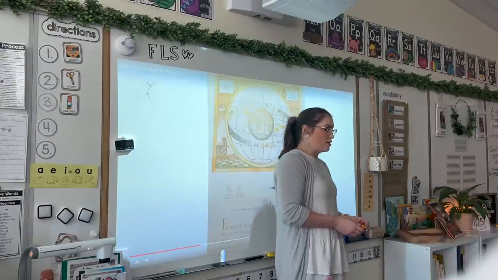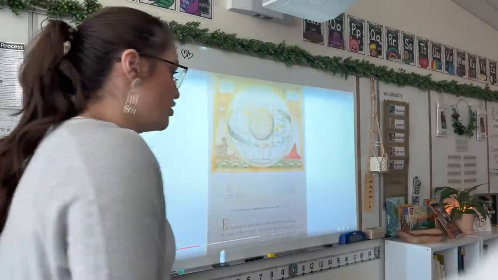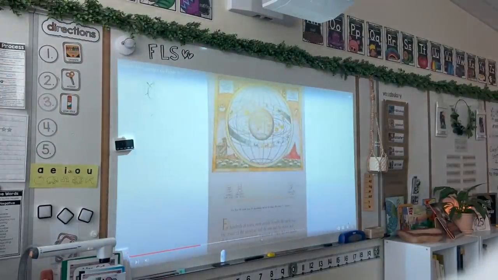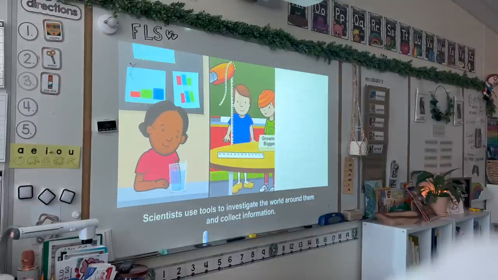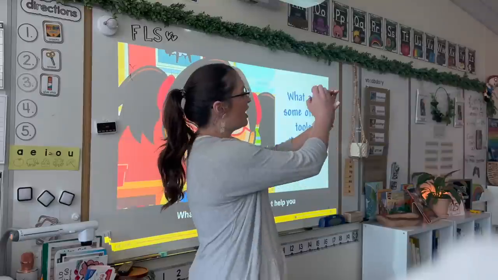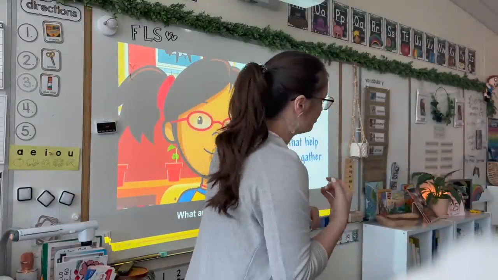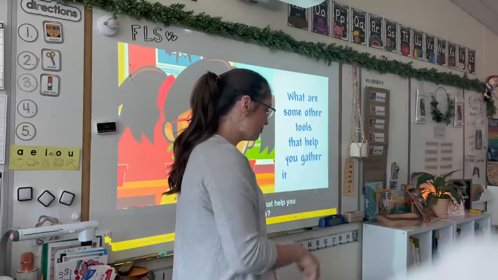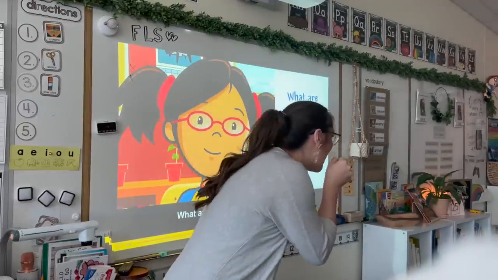I heard some really cool words. Some of you used the word astronaut. We used to think that the earth was the very, very center of the universe. We know that's not true now, but let's learn about how they figured that out. Scientists use tools to investigate the world around them and collect information. So what kind of tools can help us see things? Telescope. What if I want to look at something that's close? What can I use? A magnifying glass.